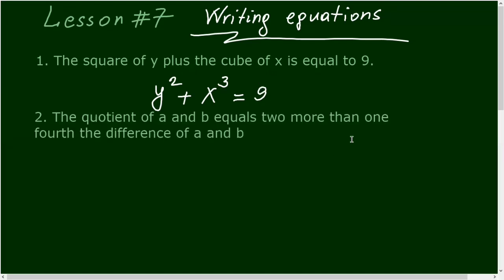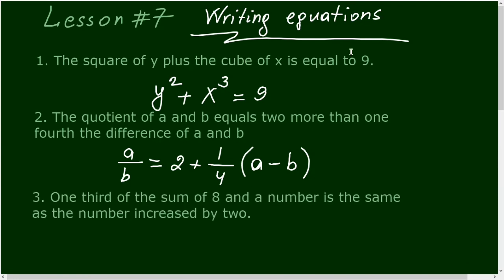If we write this word sentence like a mathematical sentence, like an equation, we can write it like this. The second one: the quotient of a and b equals 2 more than 1/4 the difference of a and b. Okay, firstly, let's write the quotient of a and b. It means a over b. And equals, it means I have to write an equal sign, and 2 more than, so 2 plus 1/4, and the difference of a and b, I write a minus b. So this word sentence can be expressed as an equation or a mathematical sentence like this.